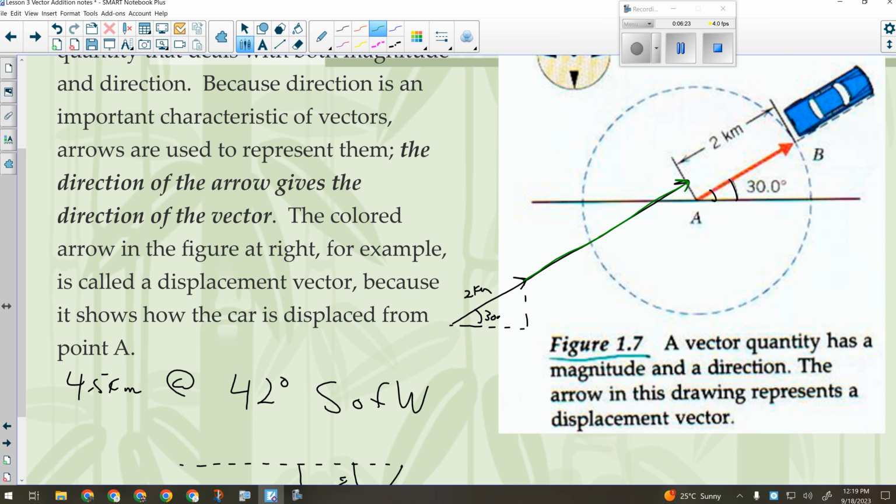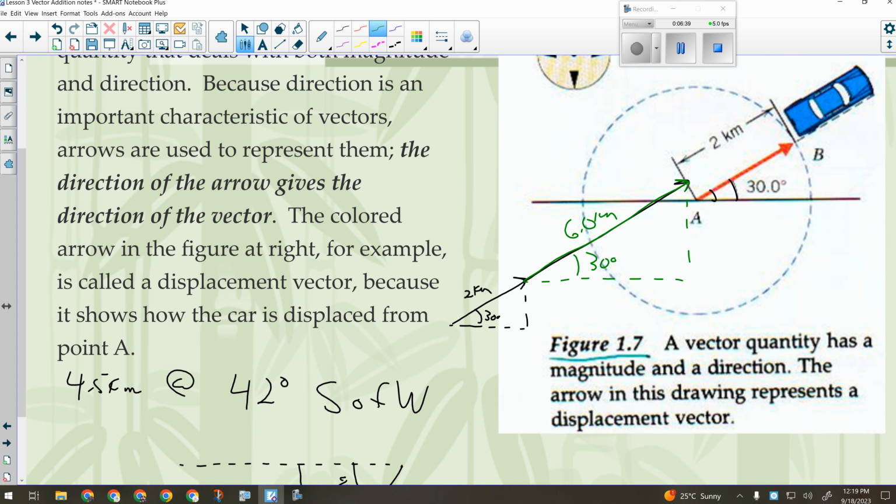Okay, so that's my second vector, 6.0 kilometers, also 30 degrees north of east. Right? It's like I'm telling a story. I did this, and then I did this. I have to reflect that when I add the vectors.